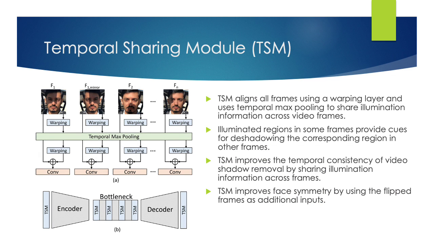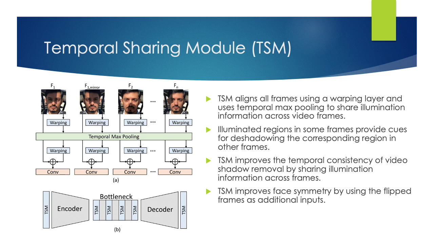Our Temporal Sharing Module, TSM, has two primary purposes: to improve the temporal consistency of video shadow removal, and to enforce face symmetry by using the horizontally flipped image of each frame as additional inputs. TSM starts by warping the features of each image f1 through fn, such that they align pixel-wise, and then performs temporal-wise max pooling to share the illumination information across different frames of the video. The intuition behind TSM is that parts of the deshadowed face, shown in some frames, can be useful cues to other frames that are trying to deshadow those parts. TSM thus results in more temporally consistent video shadow removal.